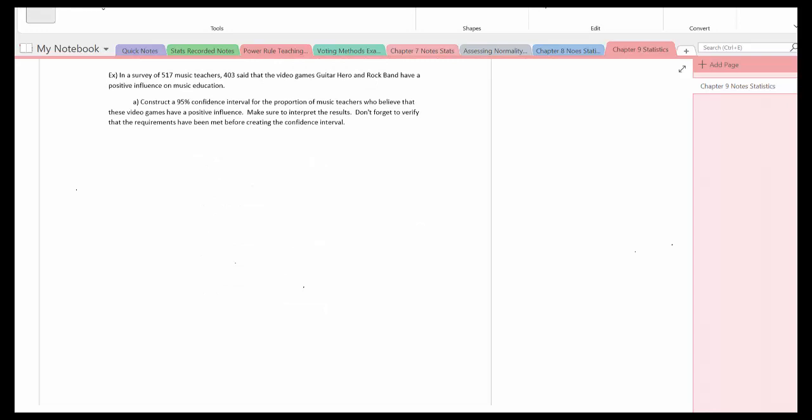Okay, let's take a look at an example. In a survey of 517 music teachers, 403 said that the video games Guitar Hero and Rock Band have a positive influence on music education. We want to construct a 95% confidence interval for the proportion of music teachers who believe that these video games have a positive influence. Make sure to interpret, and don't forget to verify that the requirements have been met before creating this. Okay, first thing, we'll write out the first two conditions now.